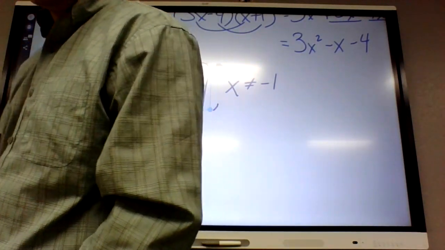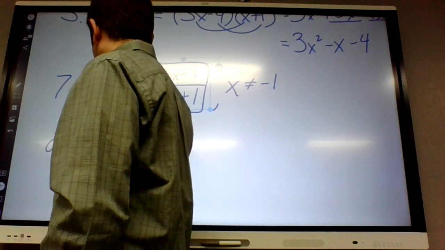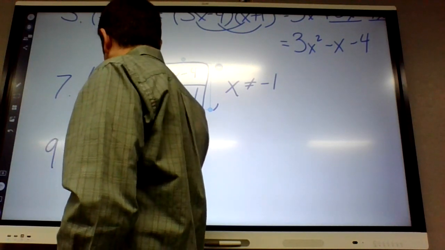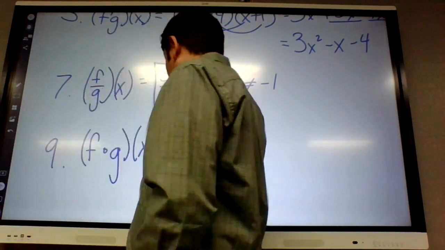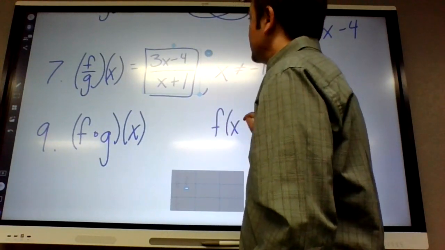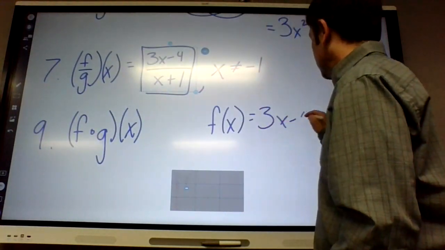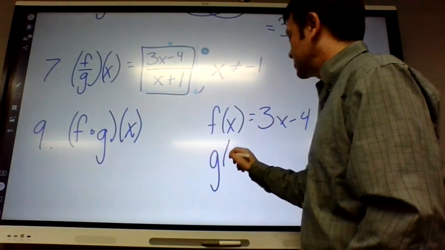Number 9. Okay, this is new. I might need to write out everything just to show you. So f of x is 3x minus 4. g of x is x plus 1.